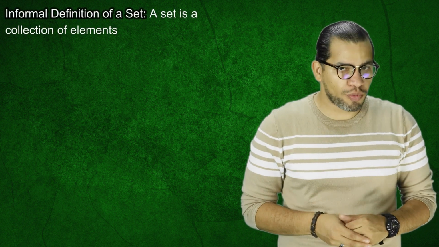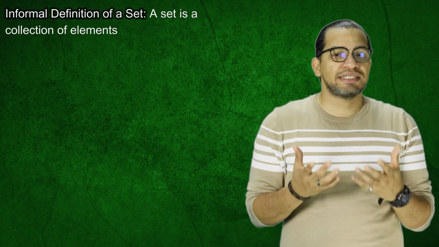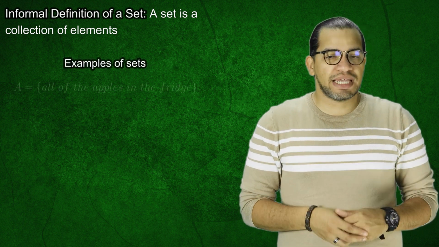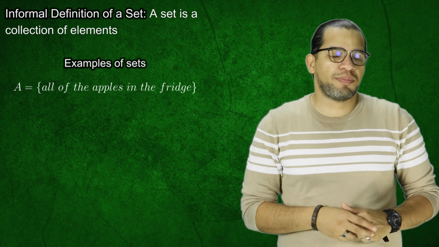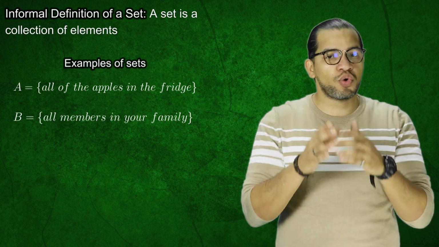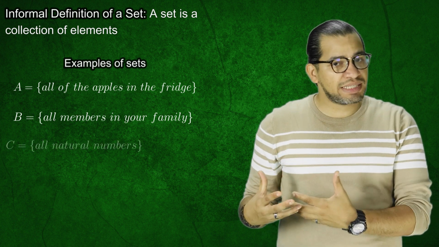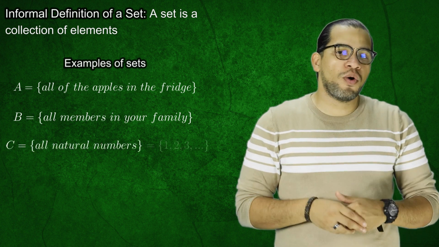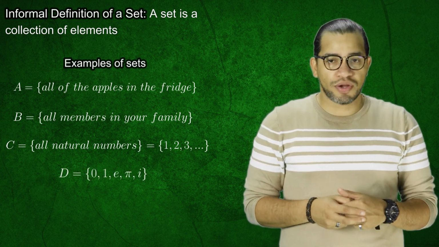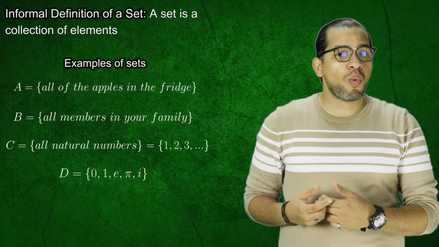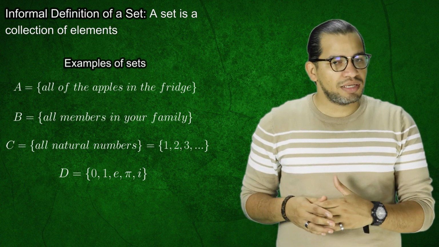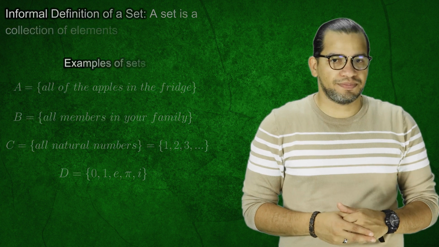We say informally that a set is a collection of elements. For example, the set A made of all of the apples in the fridge, the set B made of all members in your family, the set C made of all natural numbers, and the set D made of the numbers 0, 1, the transcendental number e, pi, and the imaginary number i.